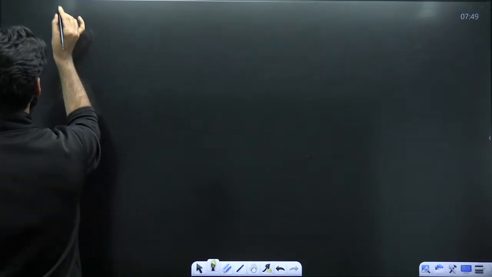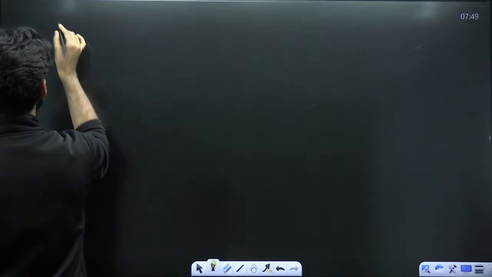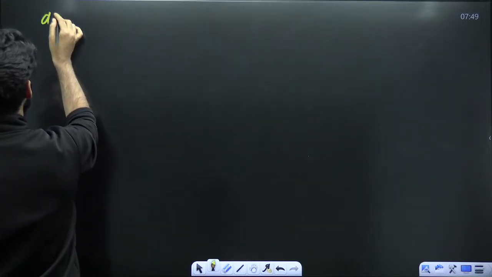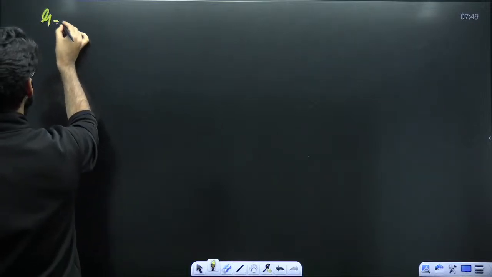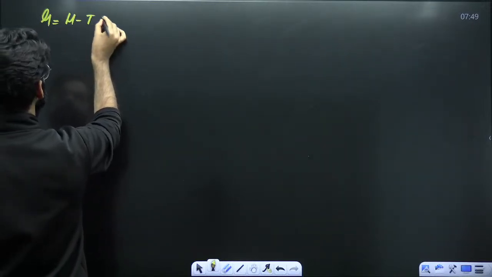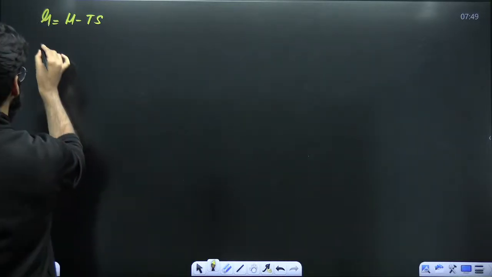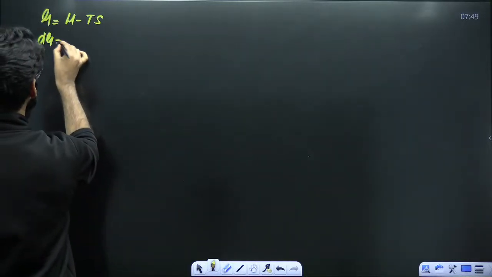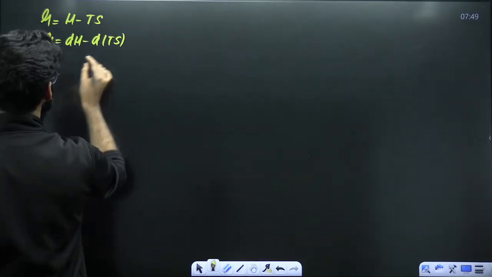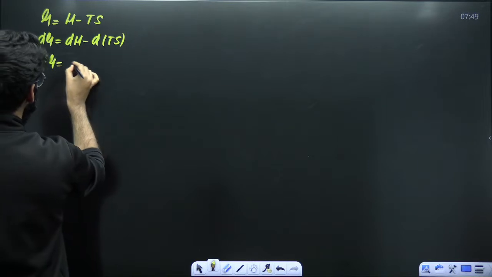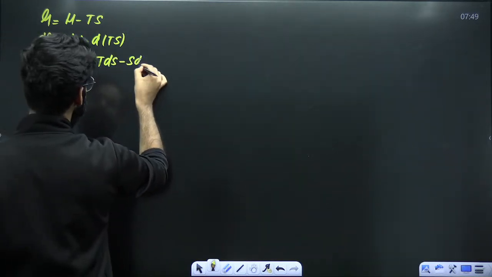First of all, I'm going to write an equation. G is equal to H minus TS. Try to understand what I'm going to say. If I differentiate throughout, it becomes dG is equal to dH minus d(TS). So I can write it like this: dG is equal to dH minus TdS minus SdT.